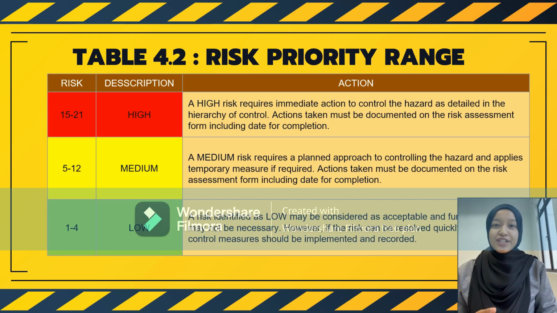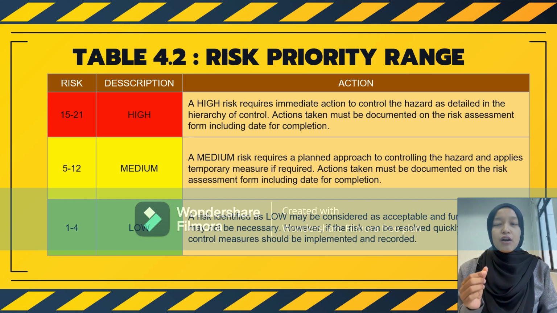Okay, next is the risk priority range. The risk priority range is typically defined using a numerical scale or a combination of qualitative terms and values. Based on the table, we can see that the high risk category, which has a significant impact and a high likelihood of occurring, is 50 to 21 based on the risk matrix table.